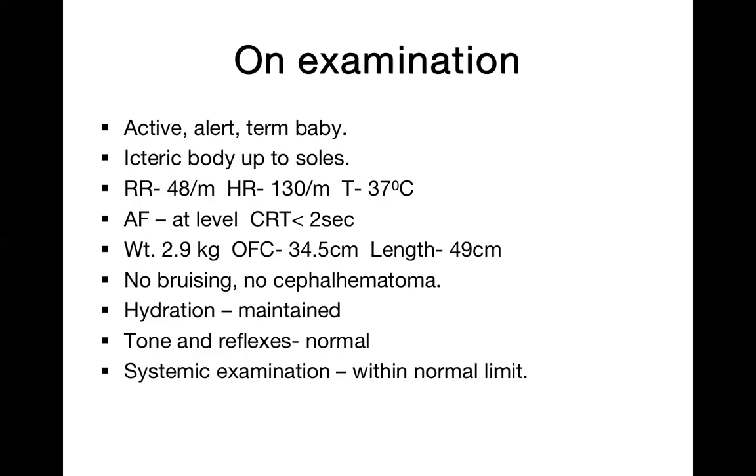There was icterus up to the sole. Okay, icterus was present up to the sole. That means the baby was severely jaundiced already. The vital signs are within normal limit. Respiratory rate is 48 per minute. Normally, it should be less than 60, so it is normal. Heart rate 130, which is also normal, and temperature 37 degrees is also fine.